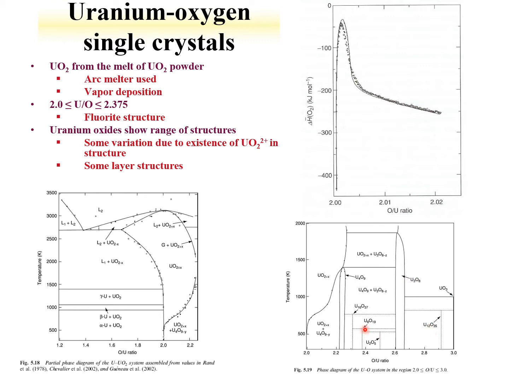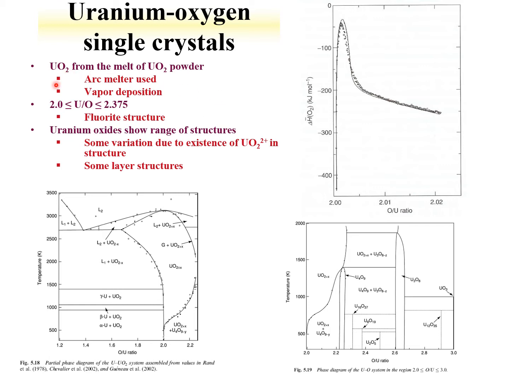U12O35, U8O19, U2O5. So there's a number of compounds we didn't necessarily explore, but the uranium oxygen system is particularly rich, and as we compare it to the other actinides, we'll see that the other actinides do not have as many species. In fact, the uranium system is the one with the most species available.